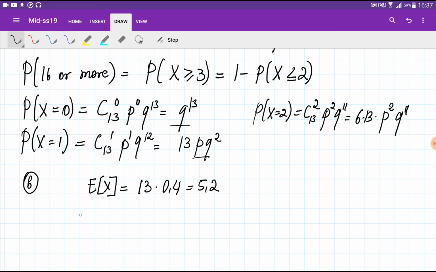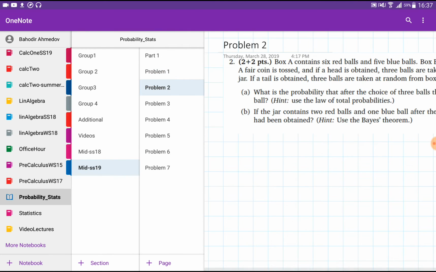And the number of the total cells will be 13 plus 5.2, which is equal to 18.2. So after 1 error, we expect that there will be 18.2 cells in total.